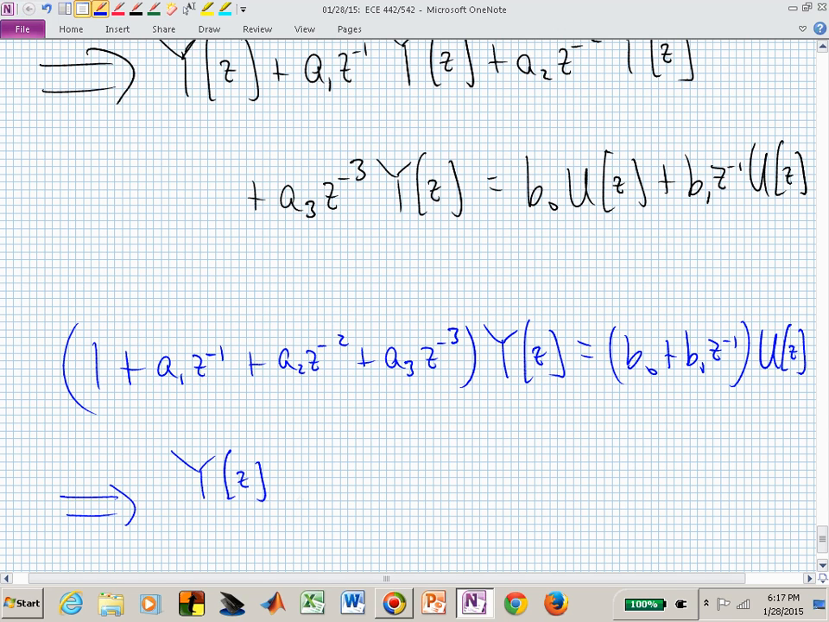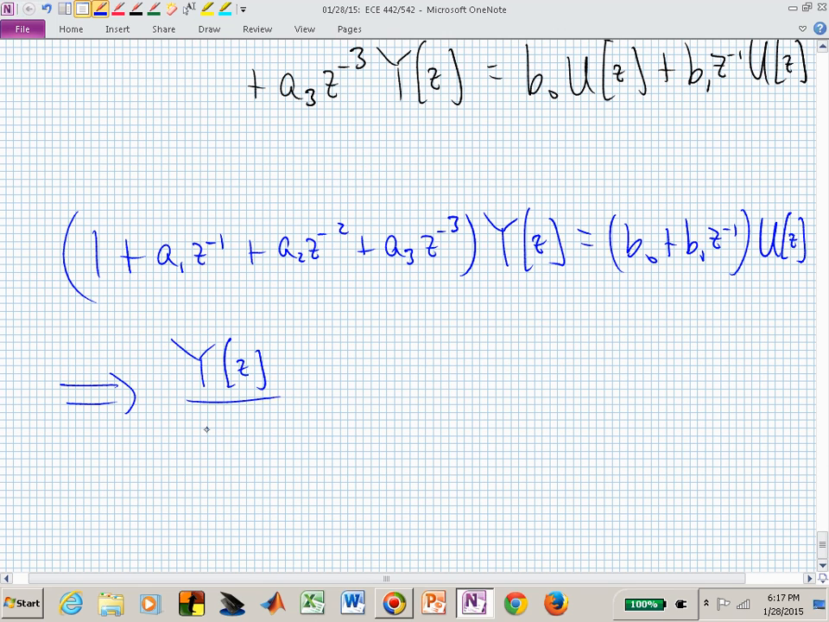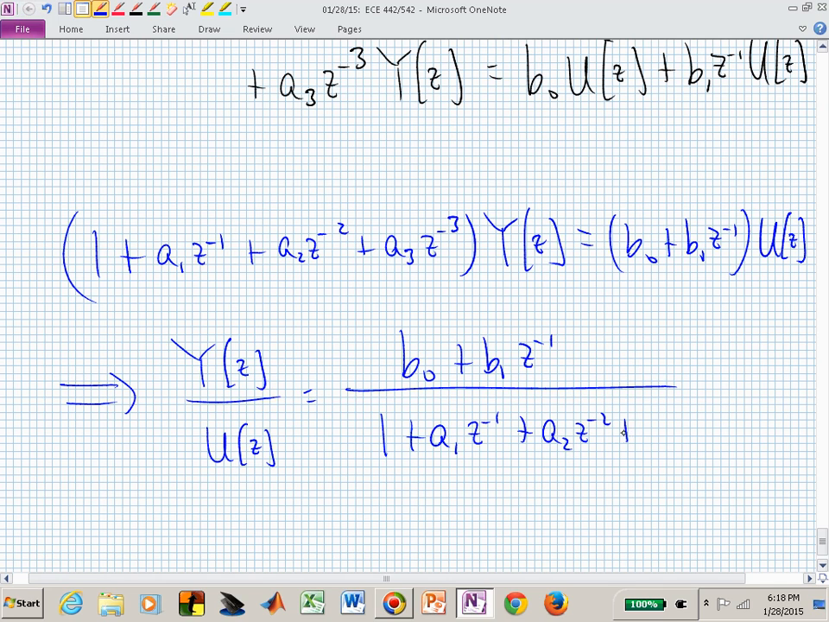And now we essentially have our transfer function associated with that difference equation. We simply take the ratio of capital Y over capital U, and we end up with b sub 0 plus b1 z to the minus 1 over 1 plus a1 z to the minus 1 plus a sub 2 z to the minus 2 plus a sub 3 z to the minus 3.